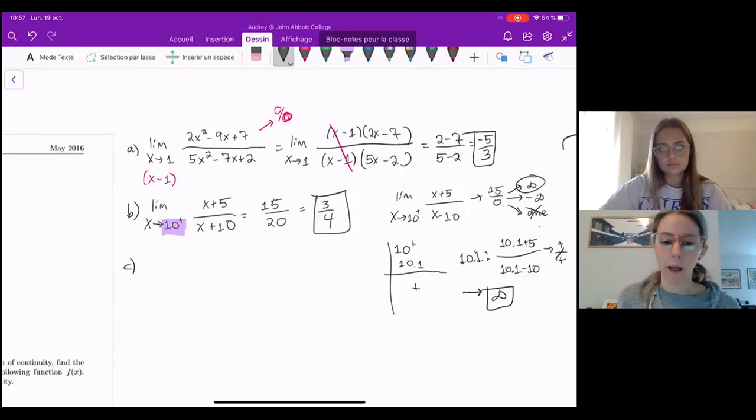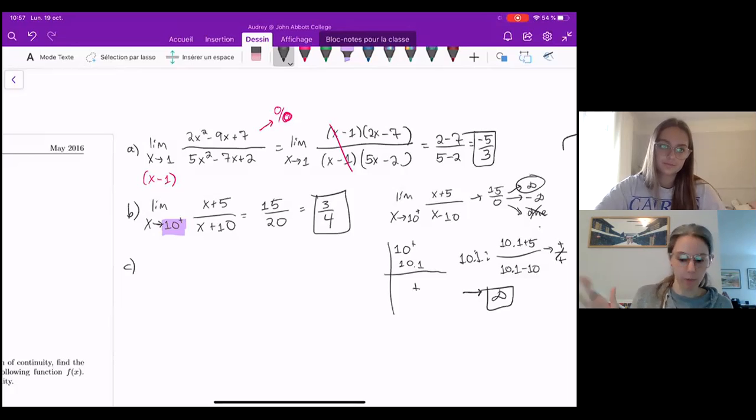So with a minus 10 on the bottom, we actually would have had to plug in 10.1 and do all of the little chart thing to get the positive infinity. The plus 10 on the bottom, we plugged in, we got the answer.